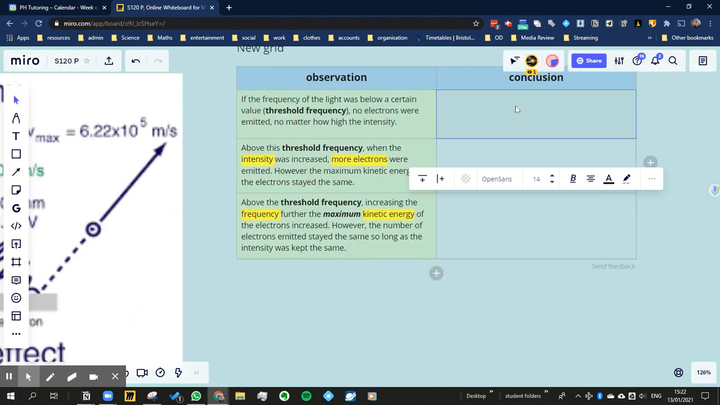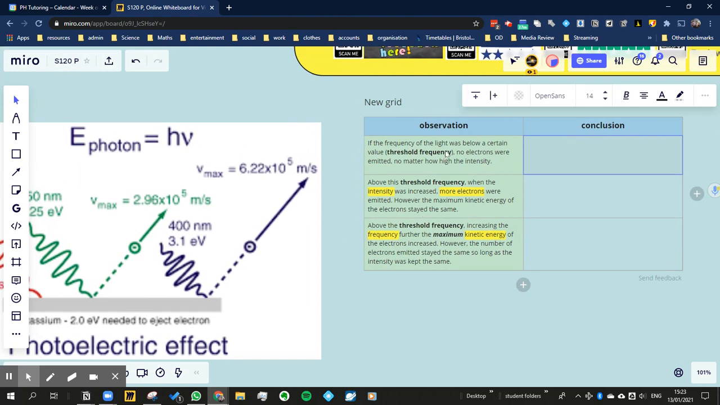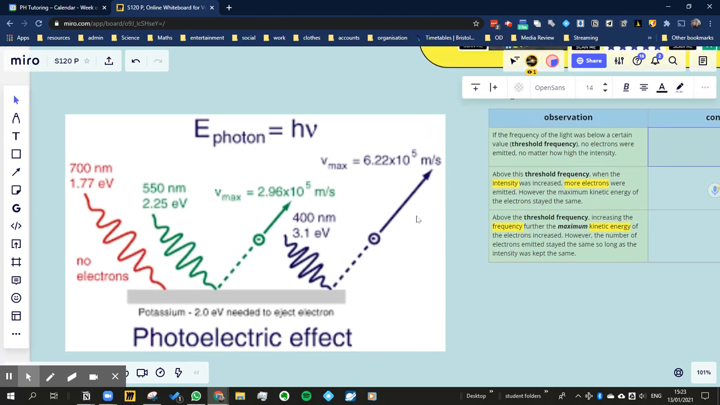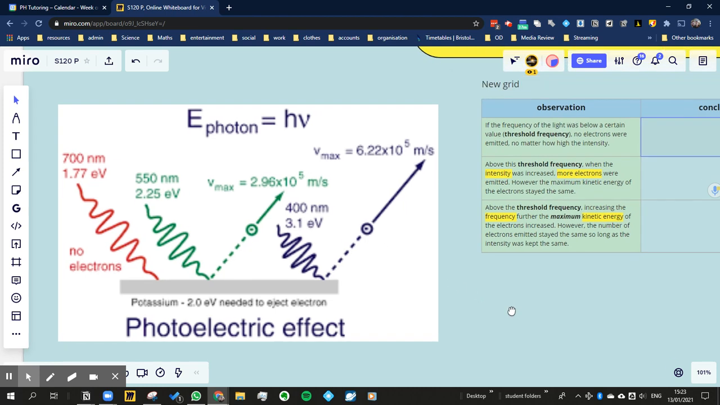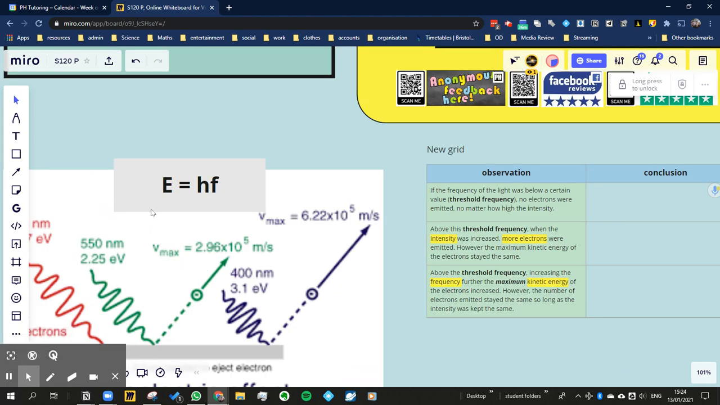So basically, the reason for this observation is that the energy is related to the frequency. We're going to go over the top: E equals hf.